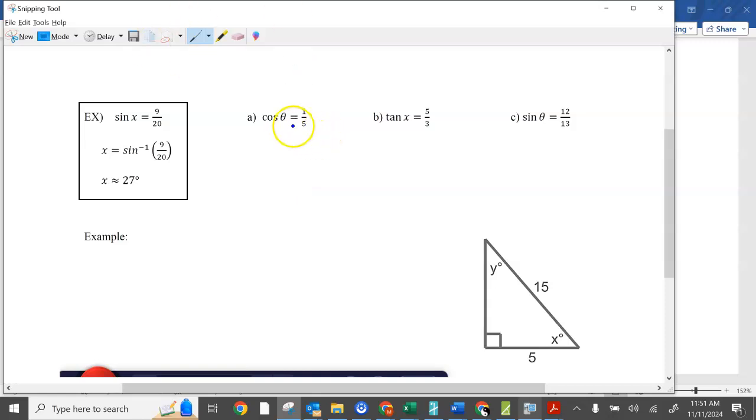So why don't you take a moment to use your calculator and do the cosine of the, this is okay.